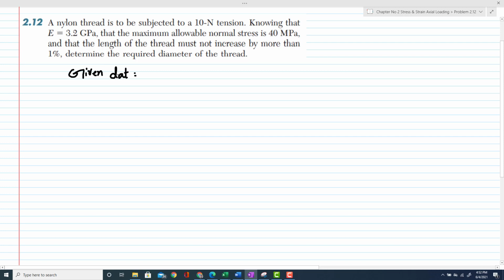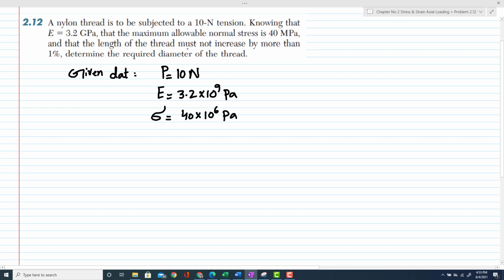So the given data is that a nylon thread is subjected to a 10 Newton tension. So load is equal to 10 Newton. Clear? Knowing that E, the modulus of elasticity, is given as 3.2 gigapascal, so 3.2 times 10 to the power 9 Pascal. The maximum allowable normal stress is 40 megapascal, so 40 times 10 to the power 6 Pascal.